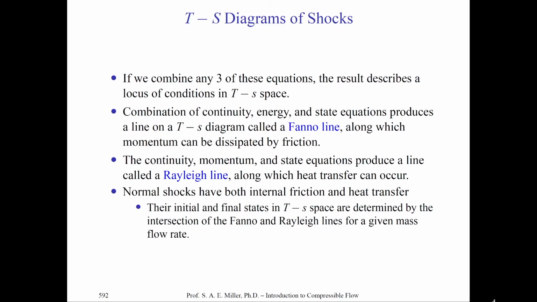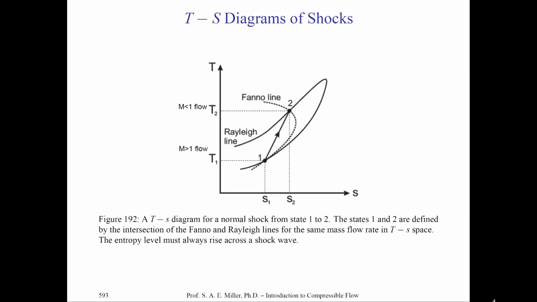Now a normal shock, as we've shown, has both internal friction and heat transfer occurring in reality within it. So the initial and final states in TS space are determined by the intersection of both the Fanno and Rayleigh lines, because Fanno flow and Rayleigh flow have both the effect of internal friction and heat transfer. Internal friction is viscous forces, for a given mass flow rate if we hold that constant. And that's what we're showing in this particular diagram. So now we can more fully understand the TS diagrams for shocks.